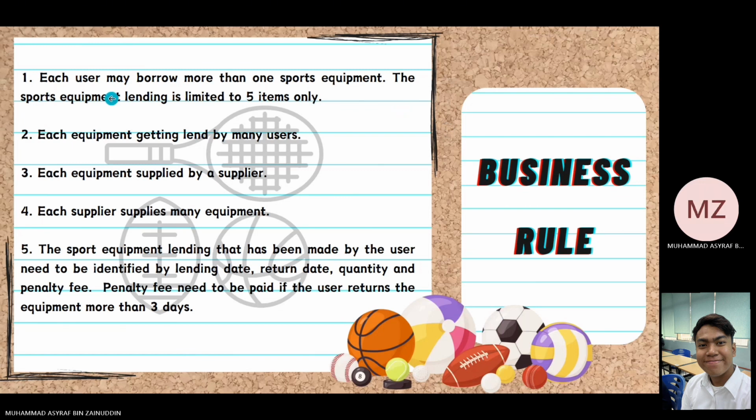So our first business rule is each user may borrow more than one sports equipment. The sports equipment lending is limited to 5 items only. This rule ensures flexibility for our users while maintaining a reasonable restriction on the number of items they can borrow. And our second business rule is each equipment getting lent by many users.